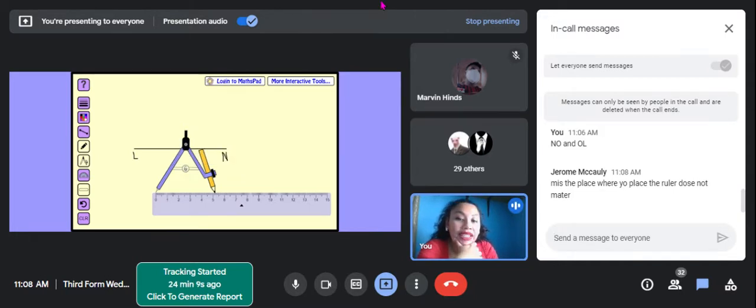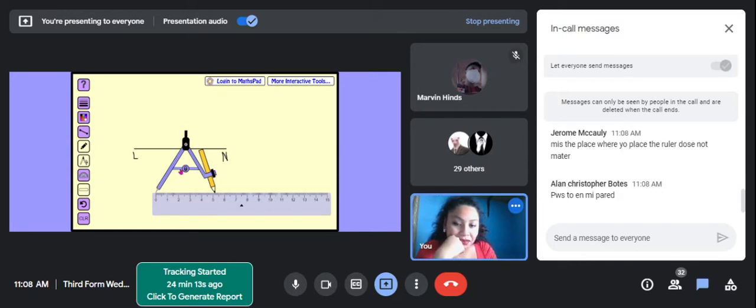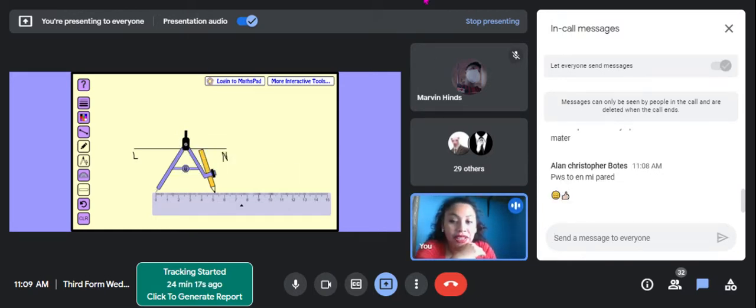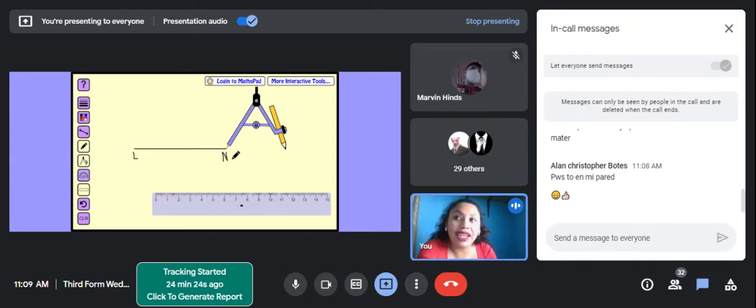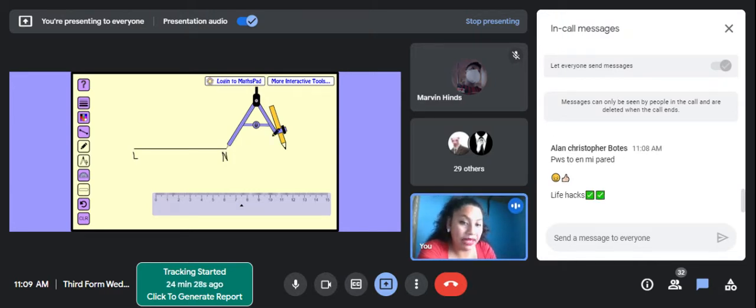Once you have done that, and I had asked you guys to make sure that your compass is tight, so that it doesn't move around when you're using that measurement. So now I have this measurement, and I'm gonna take my compass and I'm gonna put it right where the line finishes at N. Everybody sees that? Where I put my compass? And then I'm gonna draw an arc. And I have an arc there.